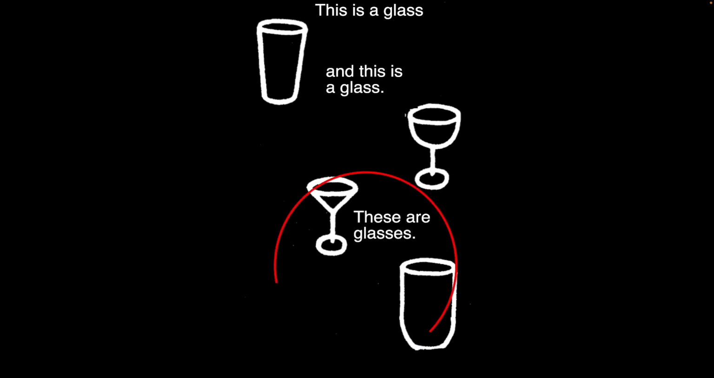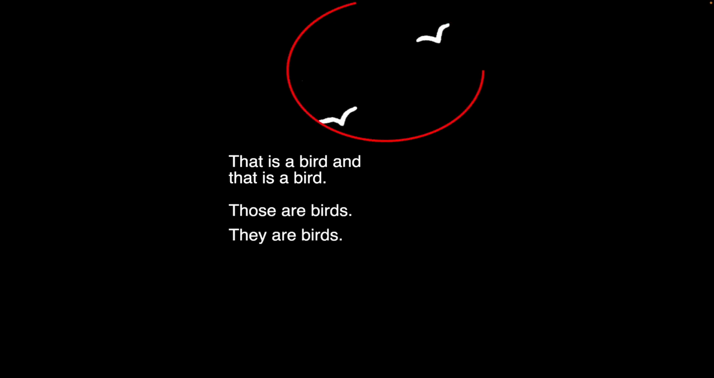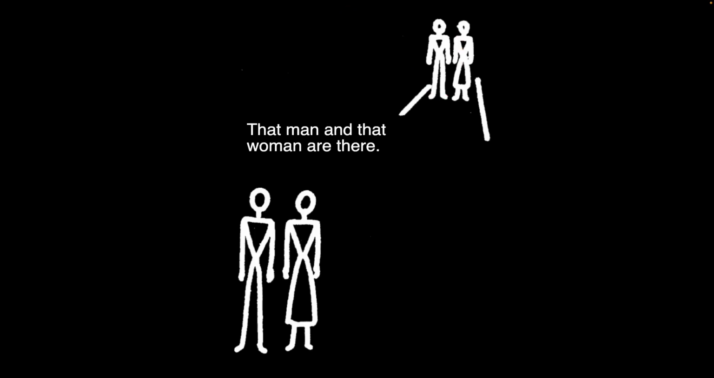These are glasses. That is a bird, and that is a bird. Those are birds. They are birds. That man and that woman are there. This man and this woman are here.